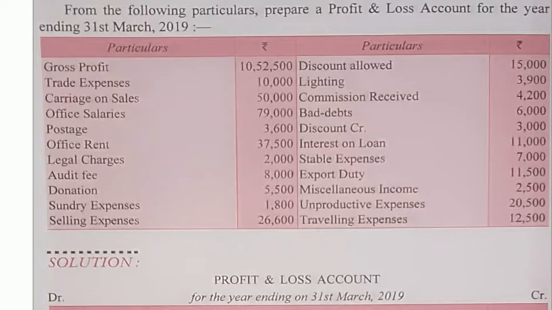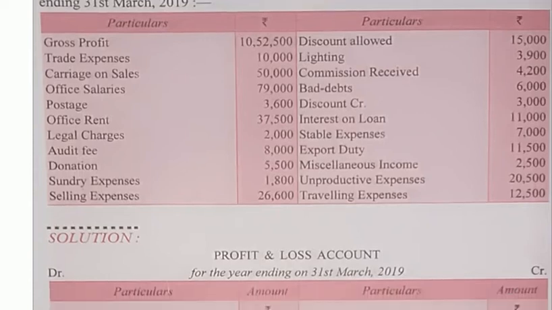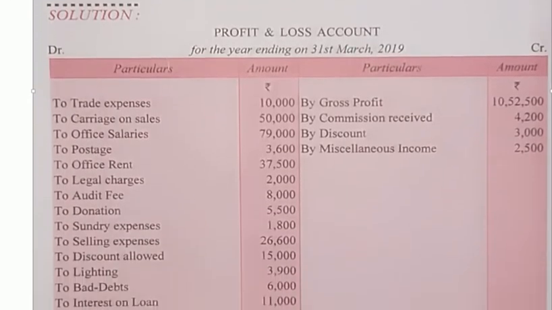I hope you have understood the question as I have discussed now and earlier, that we record all indirect expenses in the profit and loss account. The direct expenses will be recorded in the trading account, and all the indirect expenses, that is administrative expenses, office expenses, selling and distribution expenses, all these indirect expenses will be recorded in the profit and loss account. So let's proceed towards the solution.